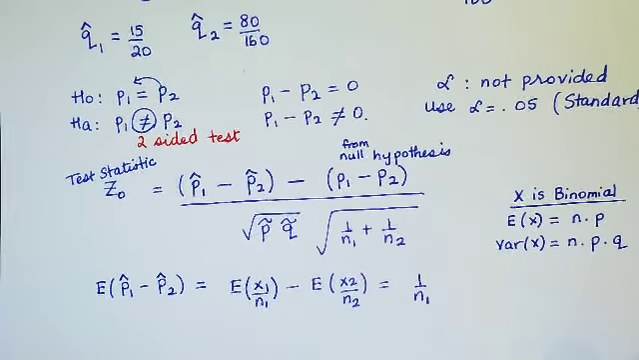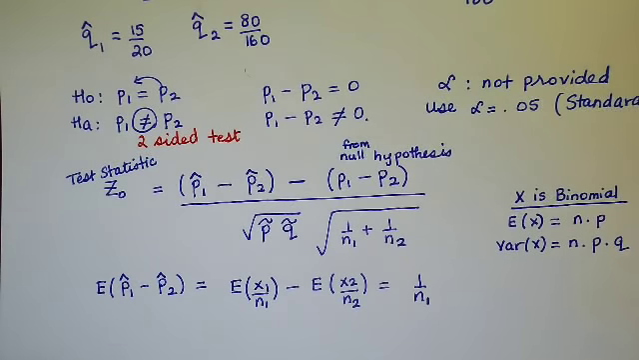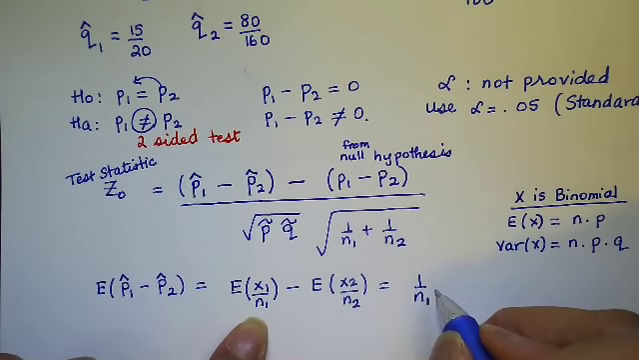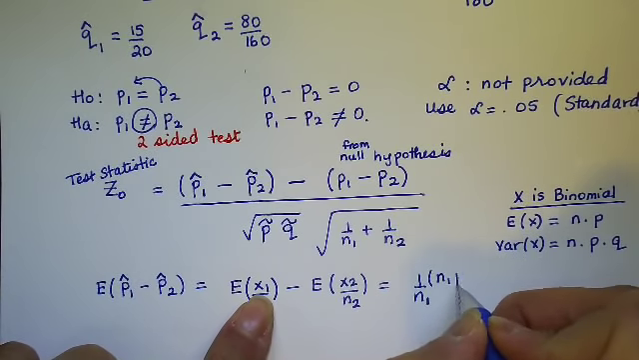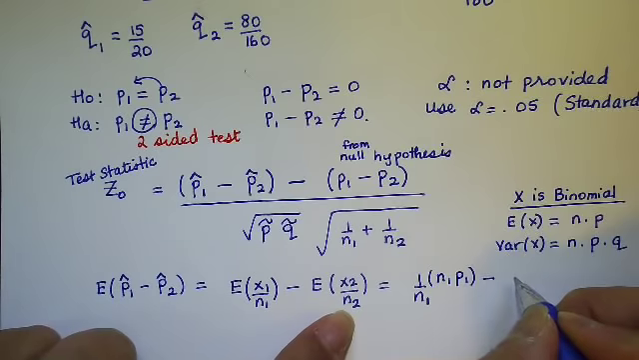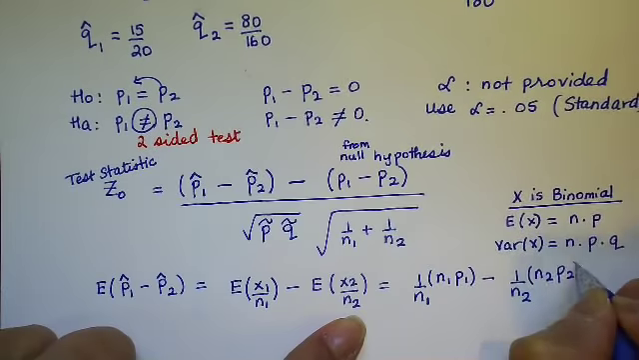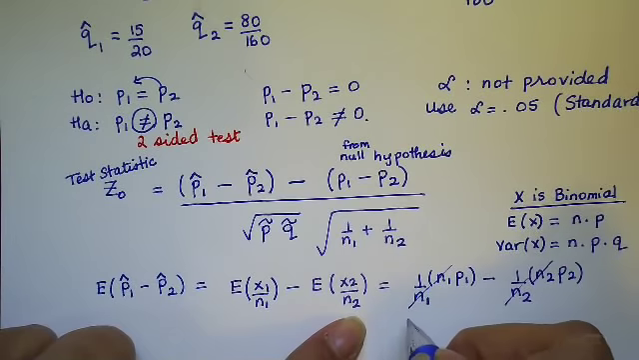q. We know that. We know x is binomial because this is a bunch of Bernoulli trials where either you experience insomnia or you do not experience insomnia. So we have the right to use mu equals n times p and sigma squared equals n times p times q. So I'm back here. I pulled out the constant of 1 over n1 and I have E of x1, which is just n1 p1. And here I pull out the 1 over n2, so E of x2 is n2 p2.